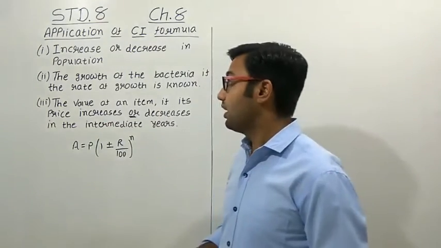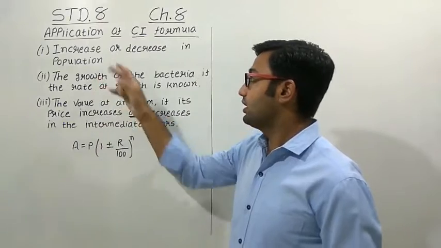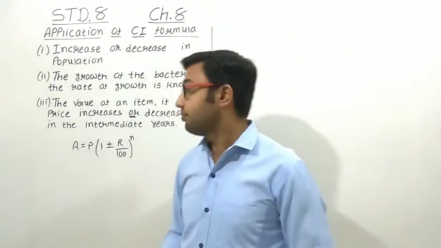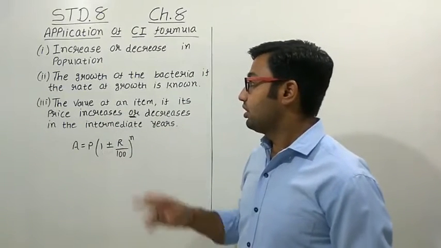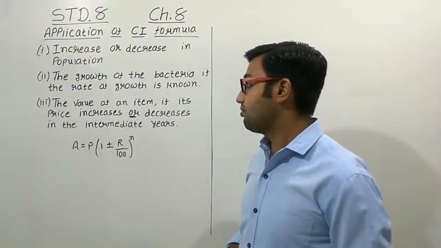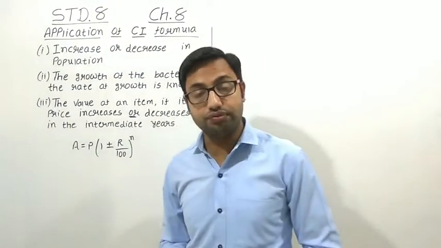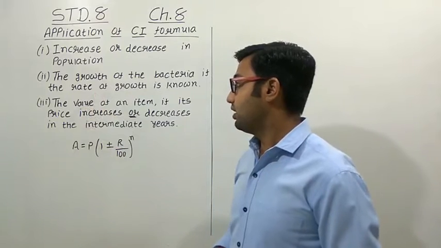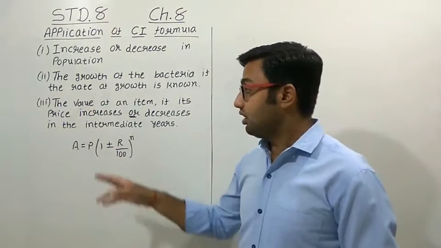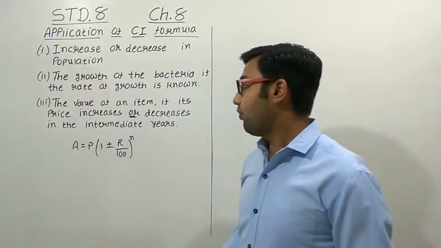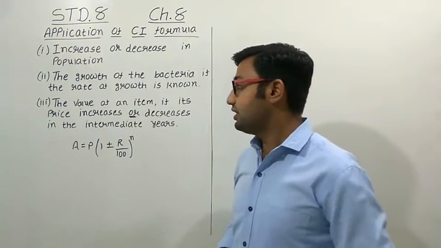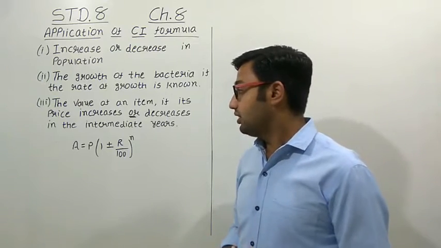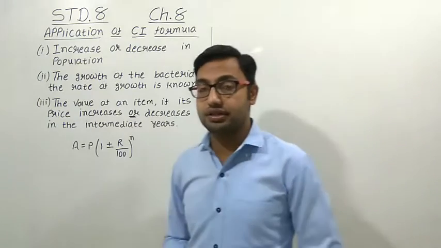Yes, we can use the formula to count the increase or decrease in the population of a country, population of a city, right? Second thing, we can use it for the growth of the bacteria if the rate of growth is known. Yes, we can use this formula to find out the rate of growth of the bacteria. Third, we can use the value of an item if its price increases or decreases in the intermediate years.